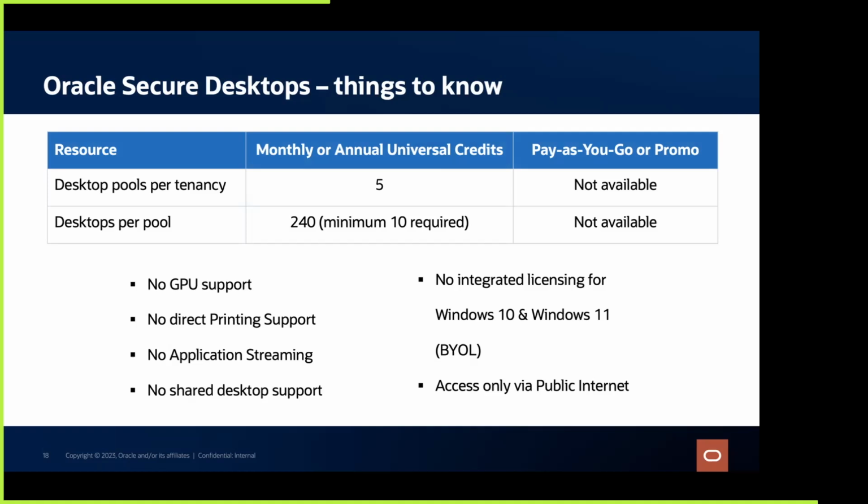And basically, the whole concept of Oracle Secure Desktops is that it's not a shared desktop model. So it's always a one-to-one relationship from a user to a desktop. And like I already mentioned, Windows 10 and 11 licensing is not included, so it's bring your own license, and the service is currently only accessible via the public internet. So if you require private connectivity via FastConnect and/or IPsec VPN, these are also items that are on our roadmap and will come further in the development of this service.